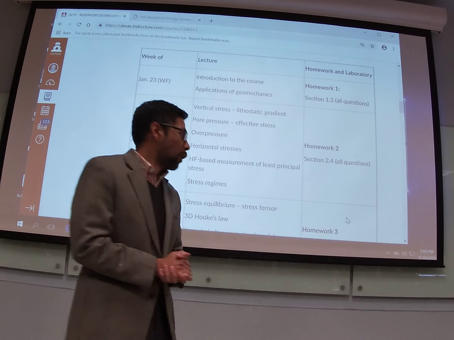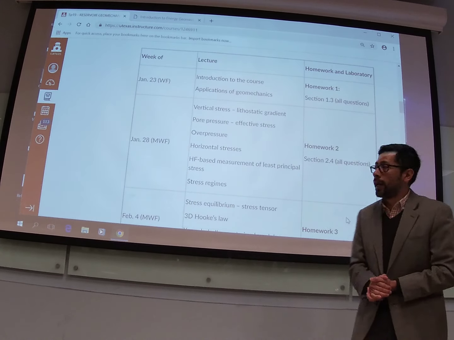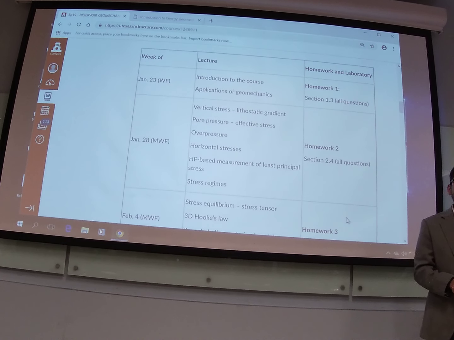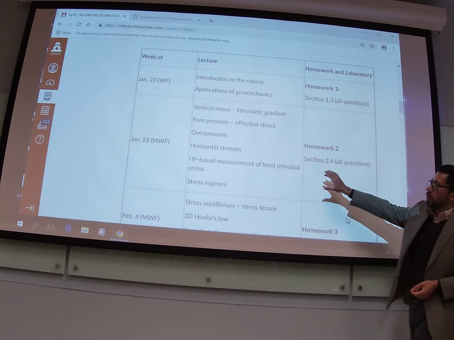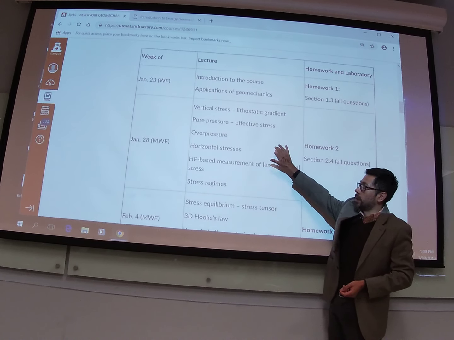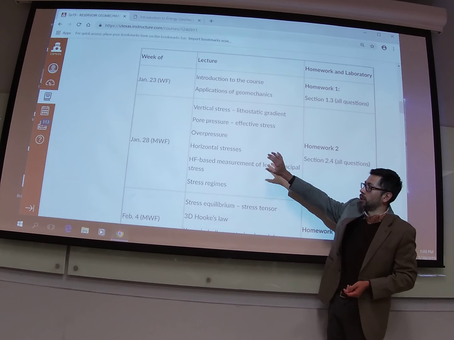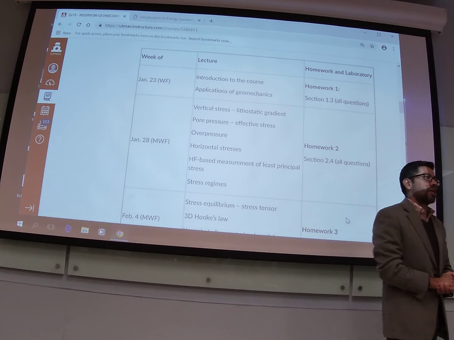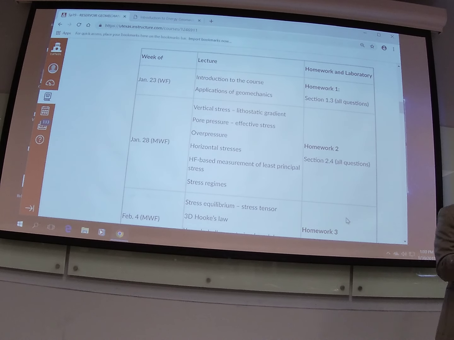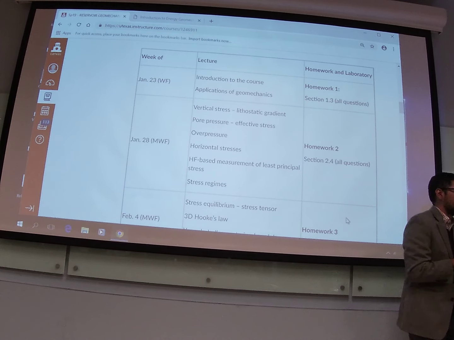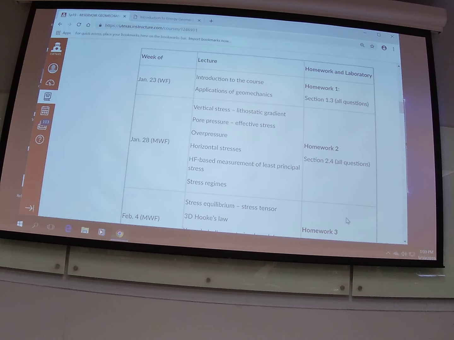All right, so we're going to continue talking today about stresses and pressure. And the plan is that today we finish with overpressure, just a little bit that we have to do, and then we talk about horizontal stress. We have talked about pore pressure. We have talked about vertical stress. And there is some piece of the puzzle missing, which is horizontal stress. And we're going to get to that today.